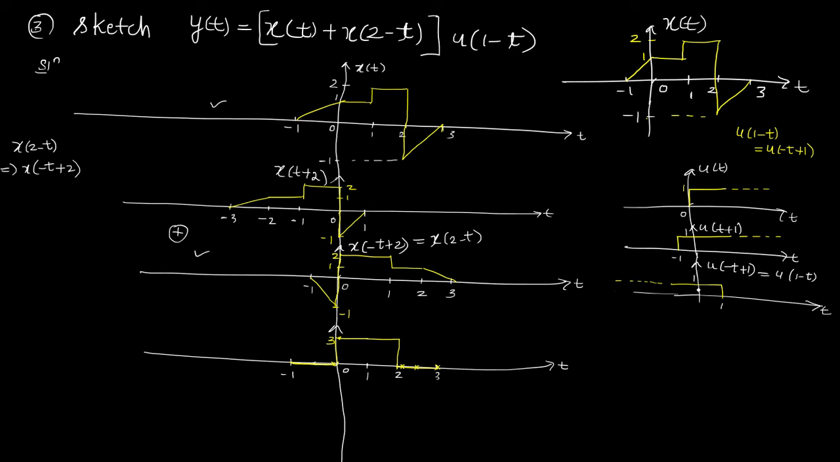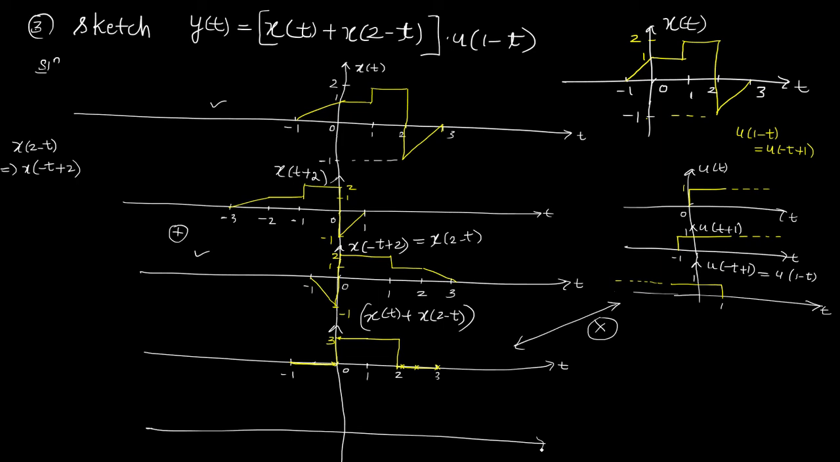Now this signal I have to multiply with this signal. What is this signal? It's x of t plus x of 2 minus t. This you have to multiply with u of 1 minus t. So these two things you have to multiply to get my final answer, because it's multiplication only, no, here in between. To get my final answer, y of t.